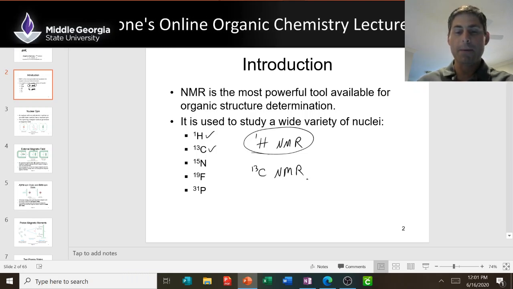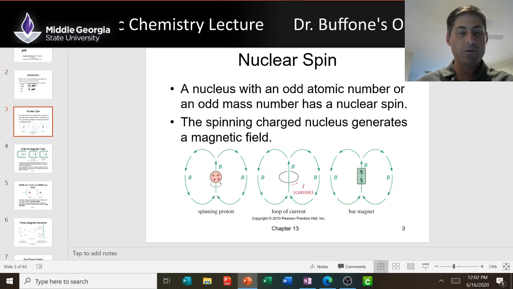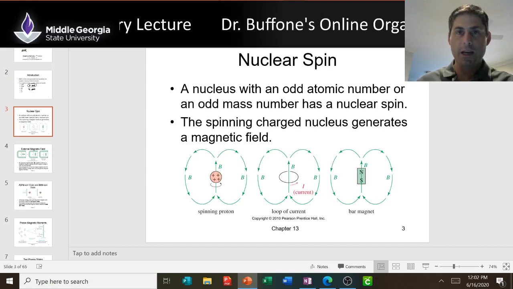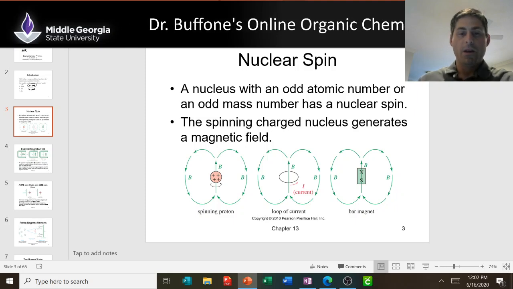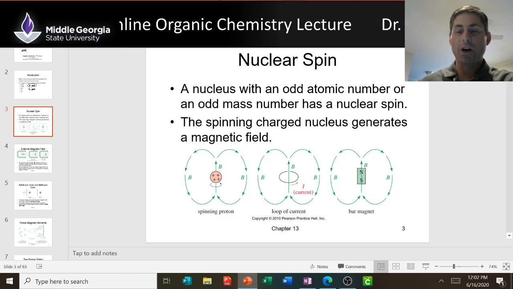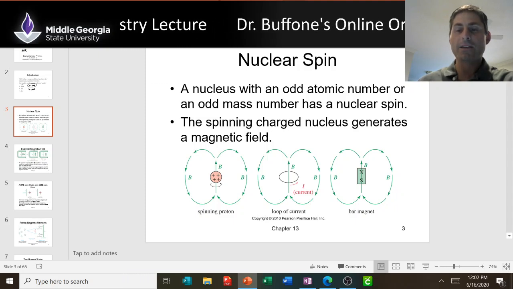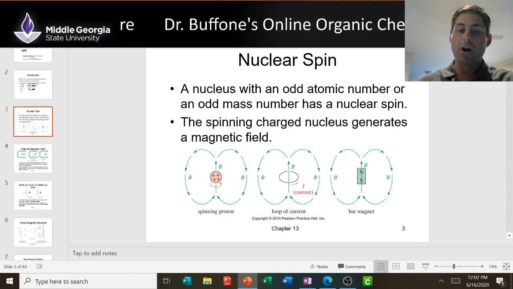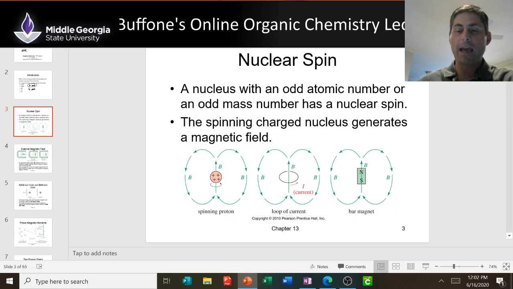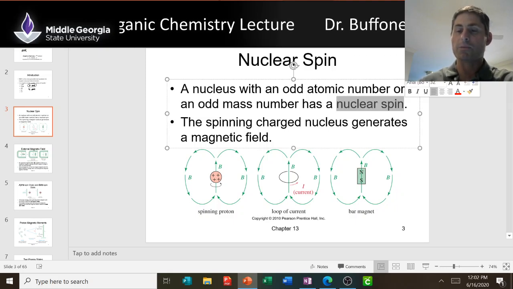So there is a rule that to use NMR, the nucleus has to have an odd atomic number or an odd mass number. If it has an odd atomic number or an odd mass number, or both, it has what's called nuclear spin. Let me highlight nuclear spin here.